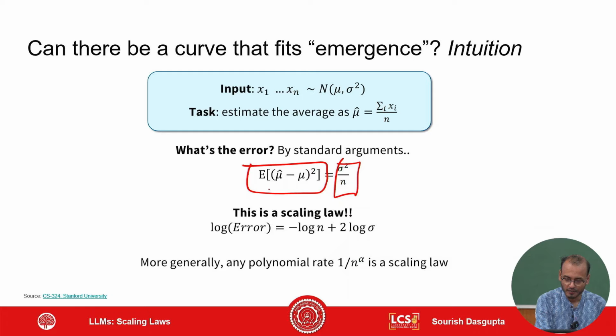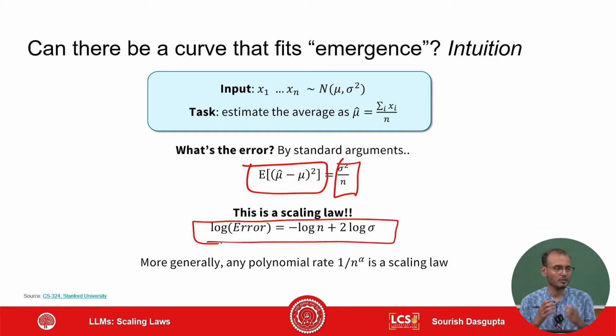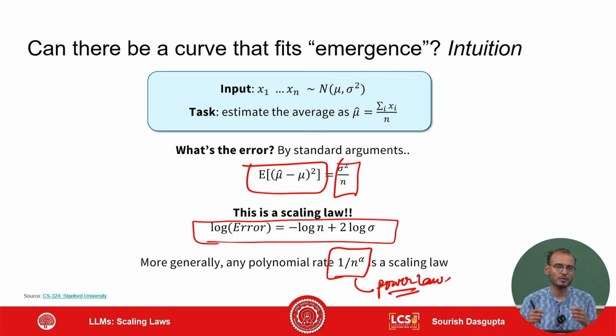And if you take the log on this side and the log on this side, you get this. So the log of the error is basically minus log n plus 2 times log of some sigma. So in other words, it's already a power law. Why is it a power law? Because if you do a log of the power law, then you would get a linear thing.